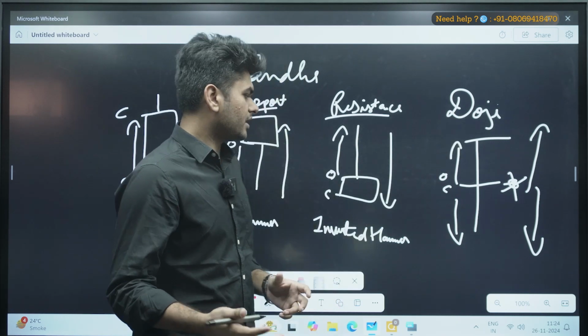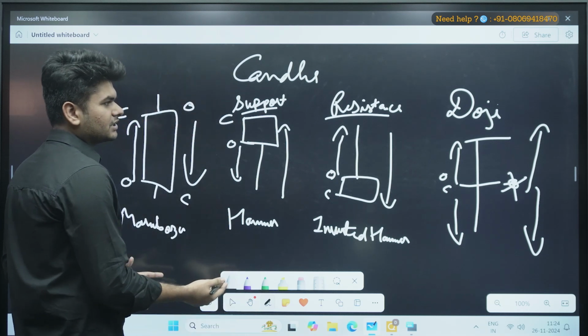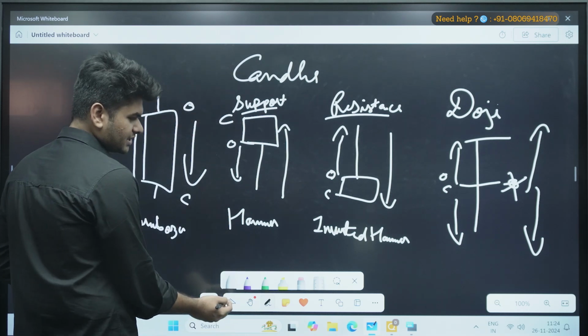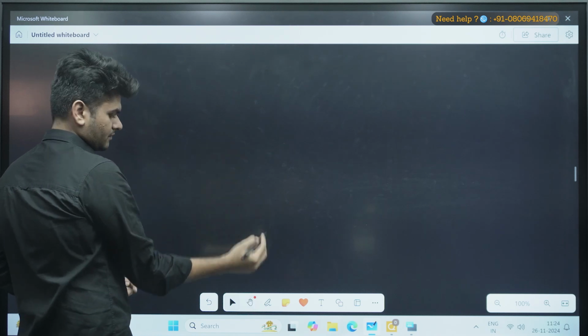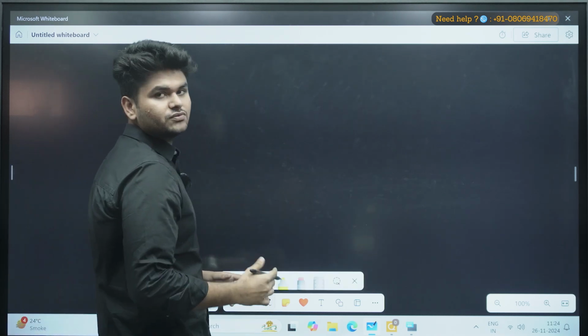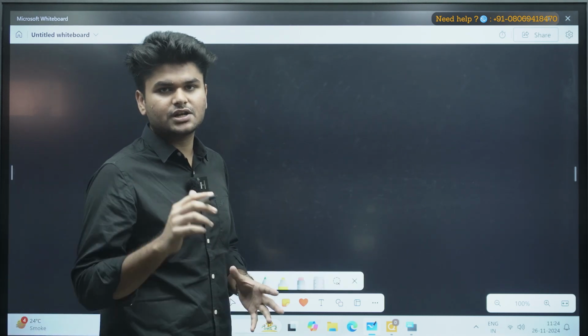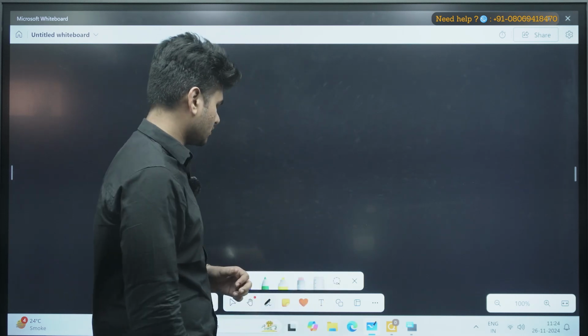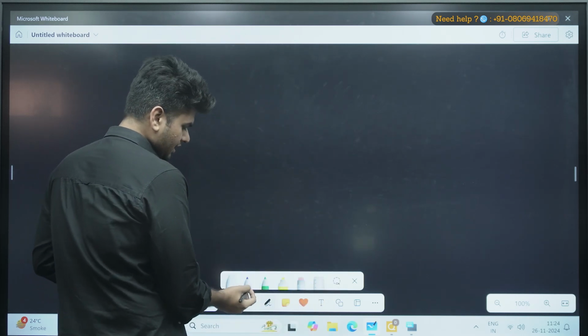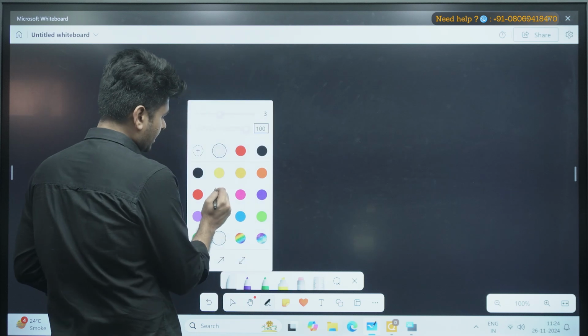Okay. Now, these are the simple, single candlestick patterns. Now let's go into detail. Let's talk about two types of candlestick patterns. Now we are including two candles, not a single candle. Firstly, let's see a bullish type of pattern.